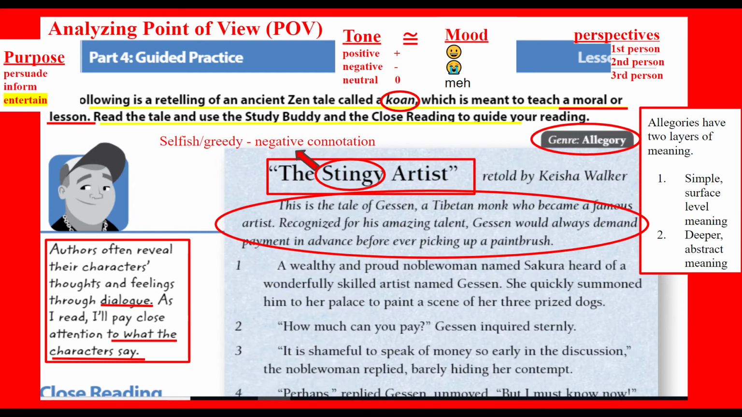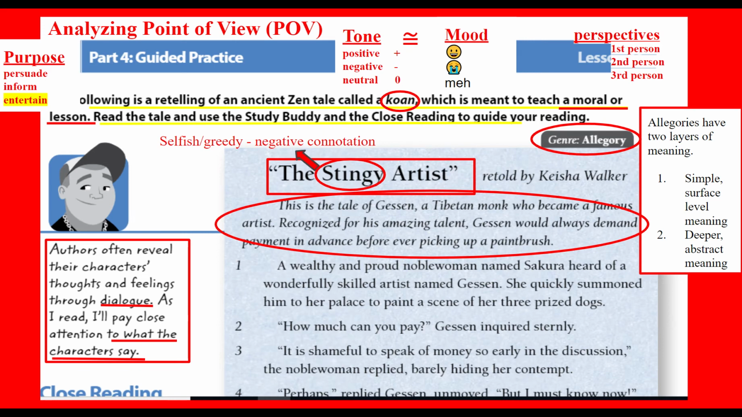So what I'm going to do next is turn you loose and let you read The Stingy Artist for yourself. Make sure as you read that you pay close attention to the dialogue and what the characters are saying to one another. That's what our study buddy told us to do, so we've got to do it. So go ahead and start reading The Stingy Artist on your own first, and then we will come back and do our close reading. Go ahead, pause the video, read The Stingy Artist, and then come back when you're finished.